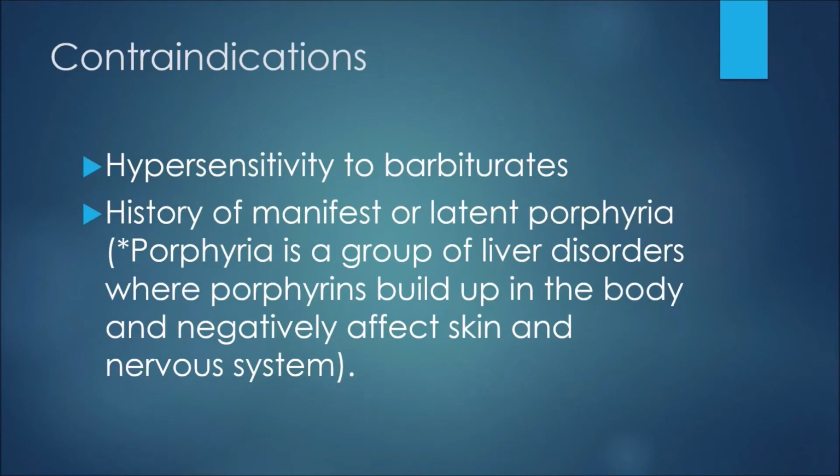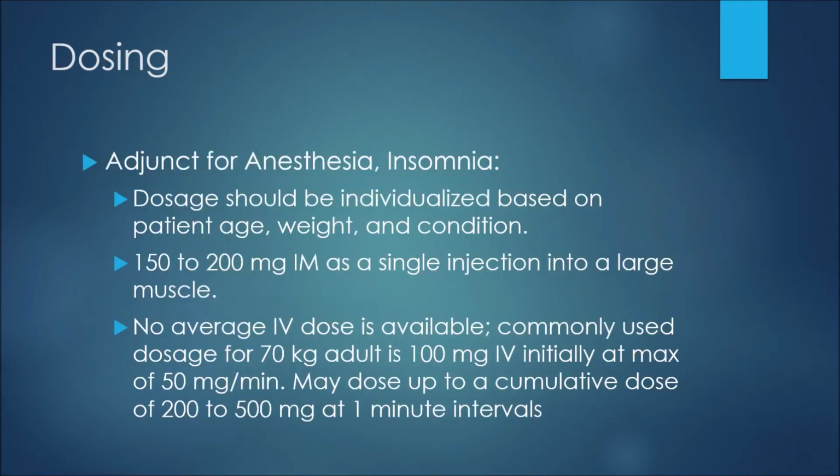With respect to contraindications or reasons we would not be able to prescribe Pentobarbital, we wouldn't give this medication to a patient who had a hypersensitivity to barbiturates. As well, we would avoid giving this medication to a patient with a history of manifest or latent porphyria. Porphyria is a group of liver disorders where porphyrins build up in the body and negatively affect skin and the nervous system.